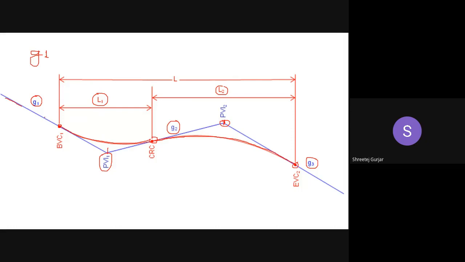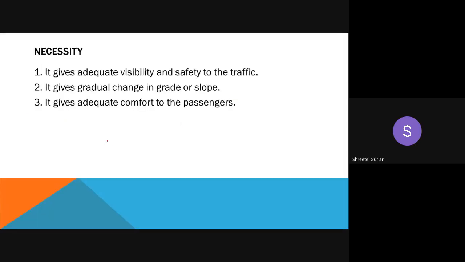So this is a very good example of where you need to provide a vertical curve and how it has to be provided. Now, moving on to one more topic, that is the necessity of a vertical curve. I have explained to you the necessity of this vertical curve.